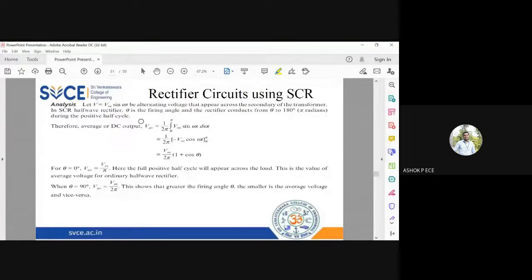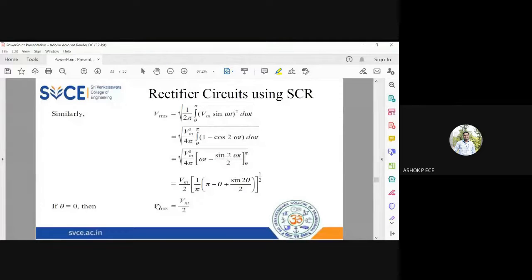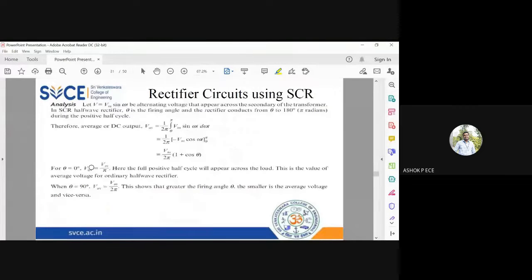In the analysis, you can find the RMS value for a half wave rectifier. The average DC value is going to be Vm by 2 pi. For the half wave rectifier it is Vm by pi, and for the full wave rectifier it is Vm by 2 pi. You can find the RMS value: Vrms equals Vm by 2 when the conduction angle is 0, half of the peak value. And this is the DC value. The average value is Vm by pi when theta equals 0, and it is Vm by 2 pi when theta equals 90. So these are the two values for average.